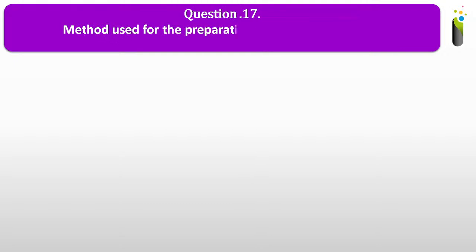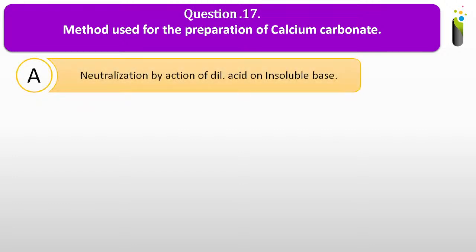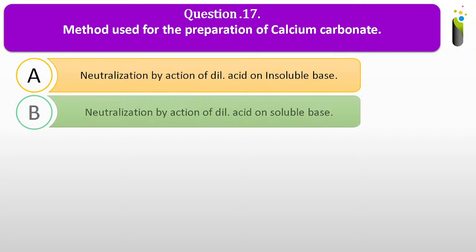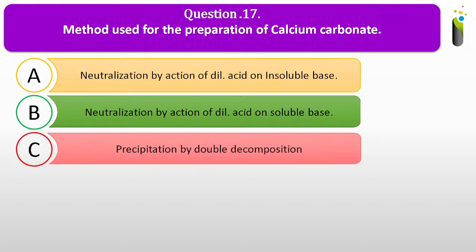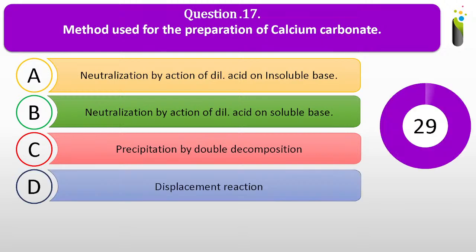Method used for the preparation of calcium carbonate. I repeat, method used for the preparation of calcium carbonate. A. Neutralization by action of dilute acid on insoluble base. B. Neutralization by action of dilute acid on soluble base. C. Precipitation by double decomposition. D. Displacement reaction.